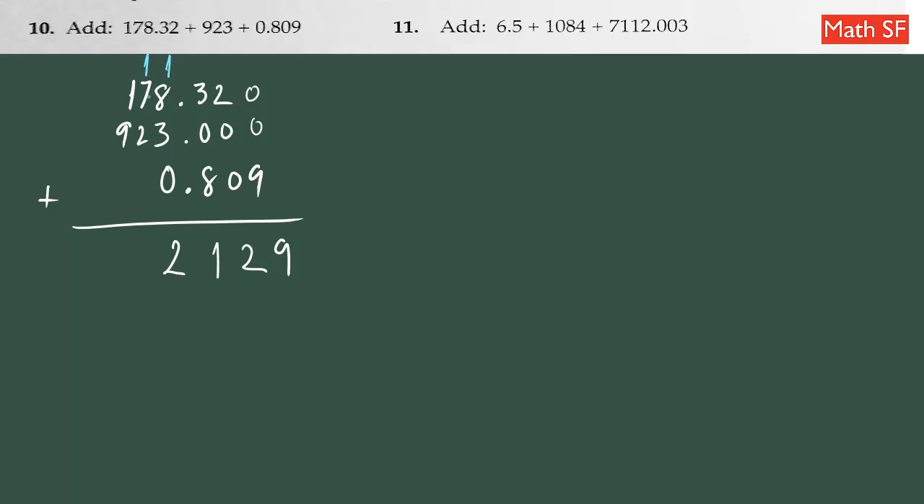So 1, 7, and 2 will make 10. 0 and carry another 1. 1 plus 1 plus 9 is going to be 11. But wait, what happened with the decimal place? Well, the decimal place must be aligned. So my decimal place will still be here.